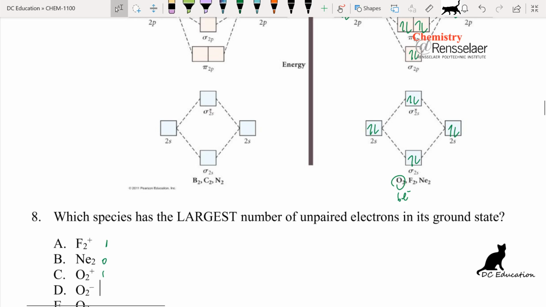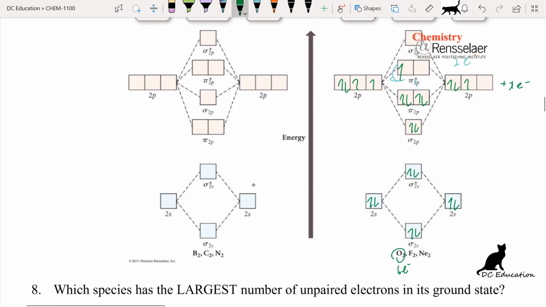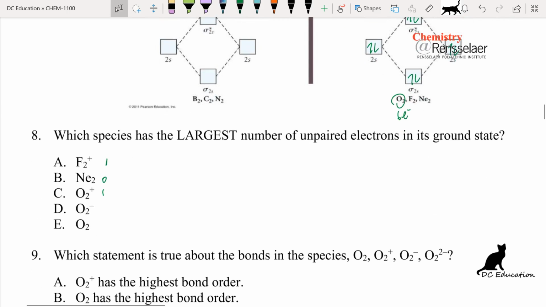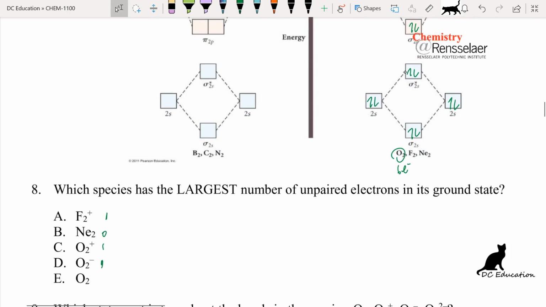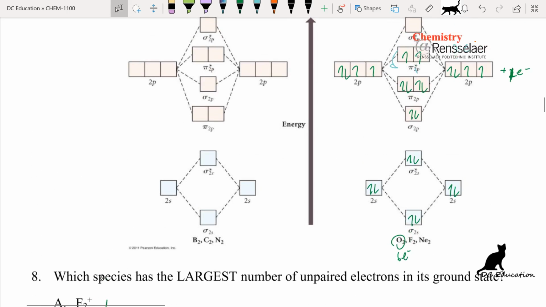And oxygen minus is oxygen with 1 more electron, so we put 1 more electron in the orbital, which results in something like this. It leaves 1 unpaired electron. And the oxygen itself is just removing 1 electron from whatever the orbital is. So let's just remove this one. It leaves 2 unpaired electrons. So as you can see, there's 1, 0, 1, 1, and 2. So E is the correct answer, I believe. And then let's stop here.